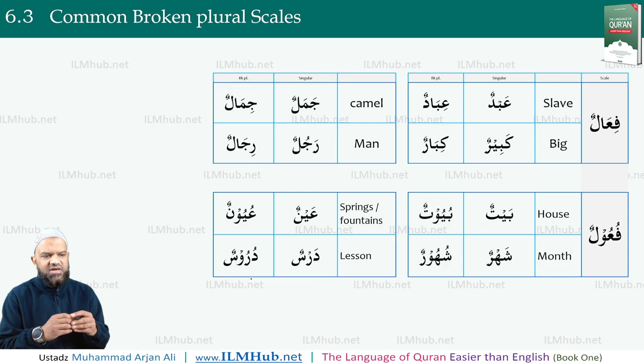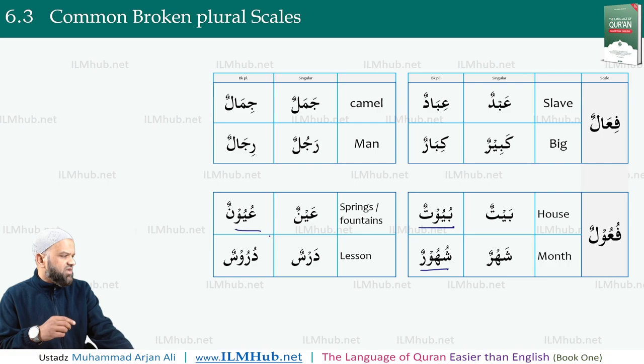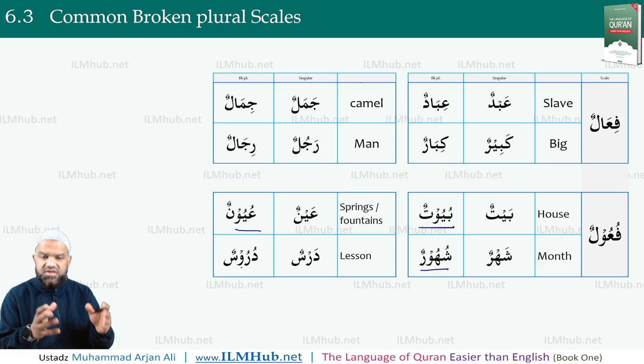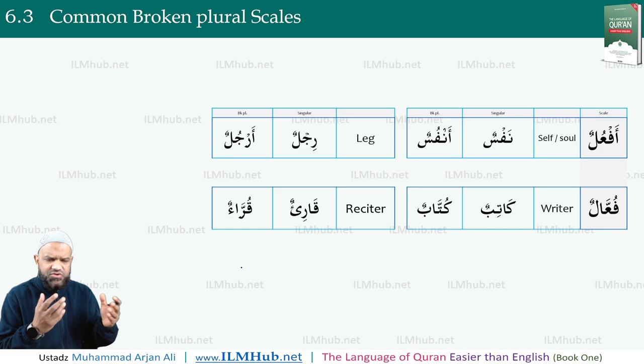The next pattern we have is fu'ulun. So we have baytun, buyutun, shahrun, shuhurun, aynun, uyunun, and darsun, durusun, lessons, okay? So again, you can see these are also following certain patterns. And we have many others. I'm going to show you a few more, inshallah. And we have af'ulun, okay, nafsun, nafs, self, and the plural is anfusun. We have rijlun, arjulun, leg. And we have the fu'alun pattern.